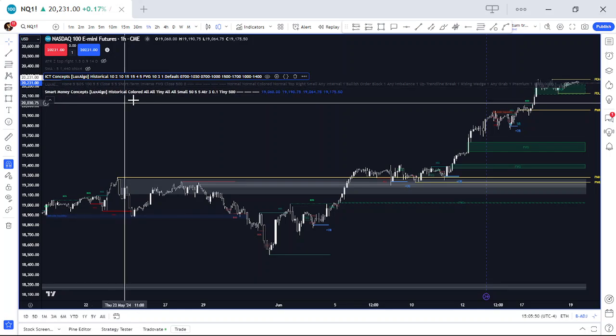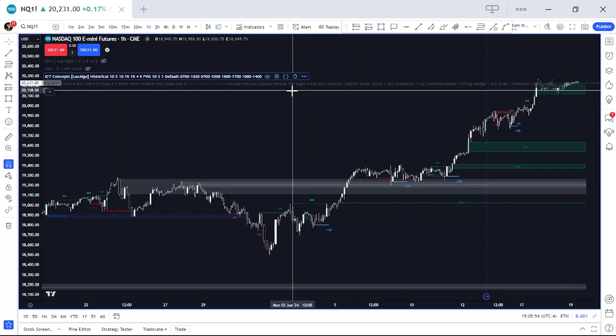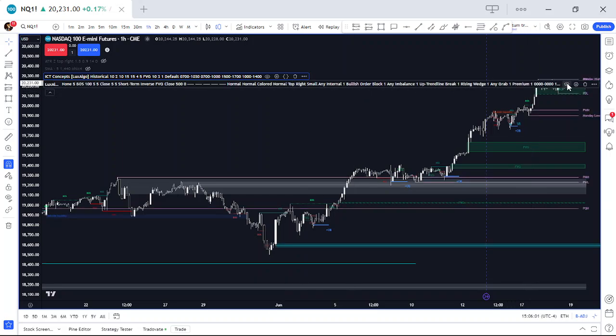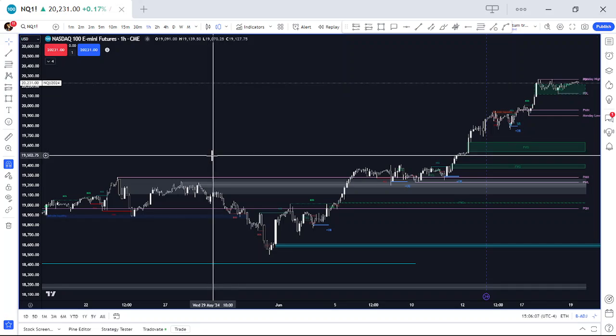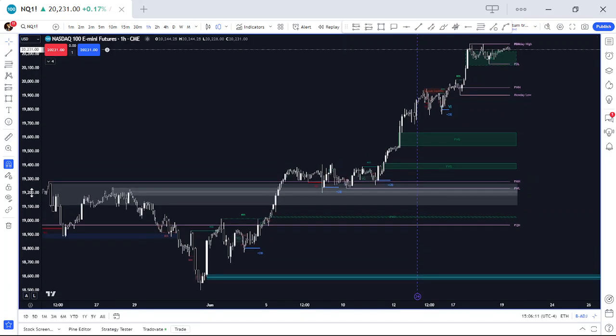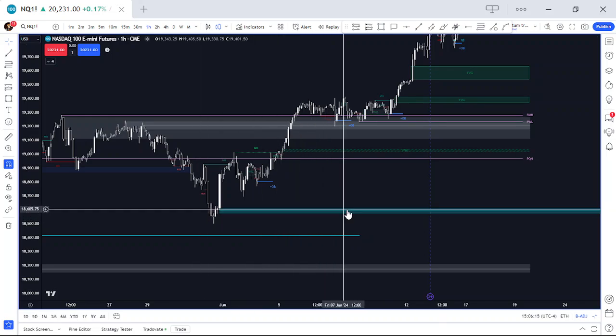So I don't use smart money concepts. I use LuxAlgo's price action concepts, and that is a paid indicator. So yeah, if you want to pay for it, you can. Do you need to? No. But these are my inverted fair value gaps.